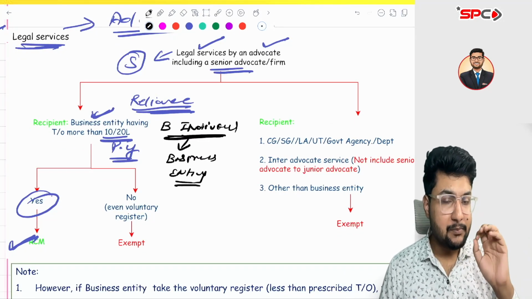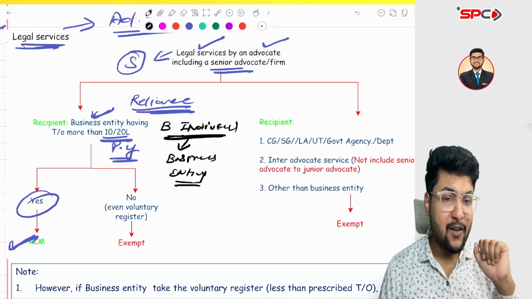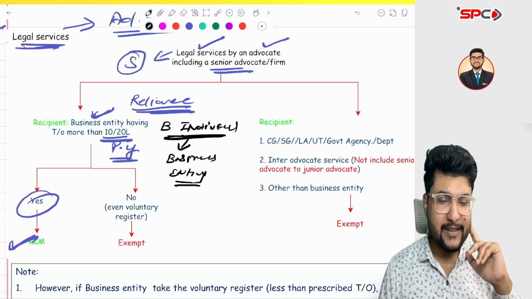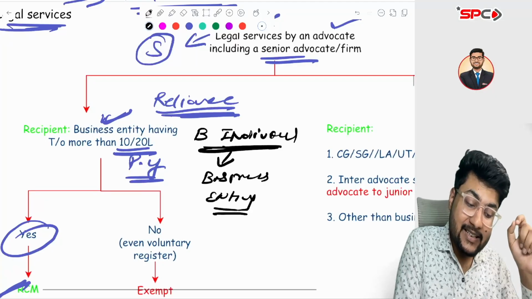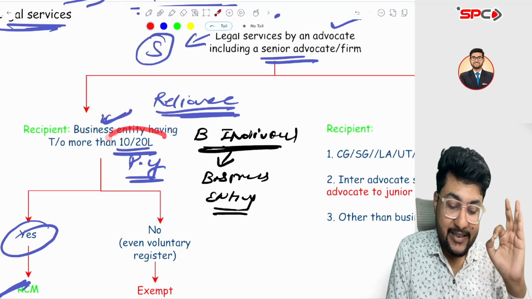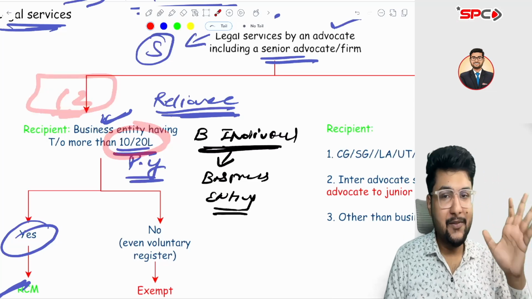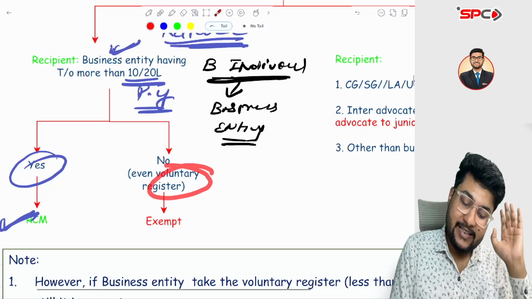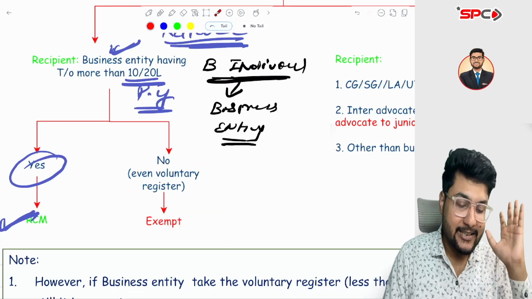But there are some exceptional cases. Like, sir, my turnover is only 1 lakh, but I have taken voluntary registration, sir, do I still need to pay under RCM? No, the condition here is not registered or unregistered. They have specifically mentioned 10-20 lakh. So if you have taken the registration, your turnover will be less than 10-20 lakhs. So you are covered under voluntary registration, and still you are exempt. This is a very critical case. Okay.